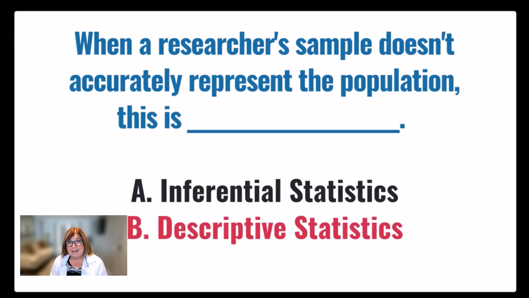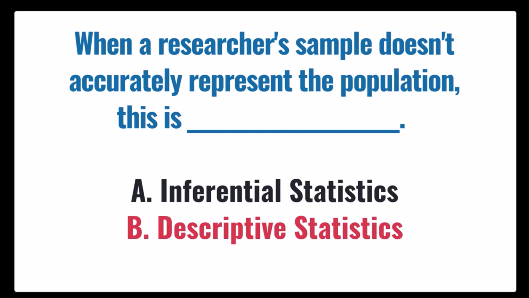For this question, we get back to the basics. Inferential statistics means that we're inferring from our sample to make conclusions about a general population. And here we see the sample does not accurately represent the population. So it simply describes.